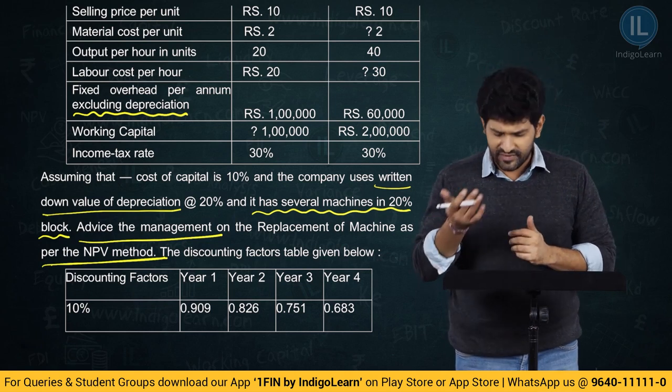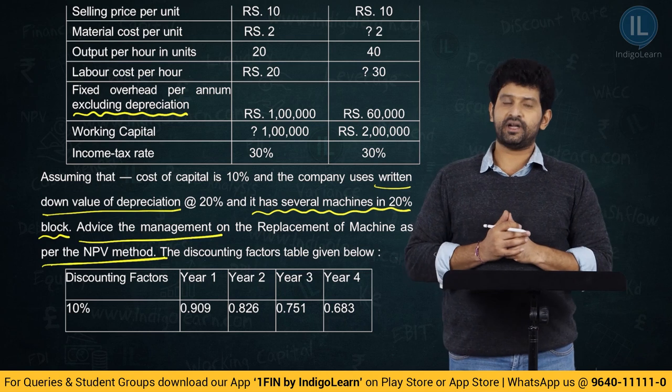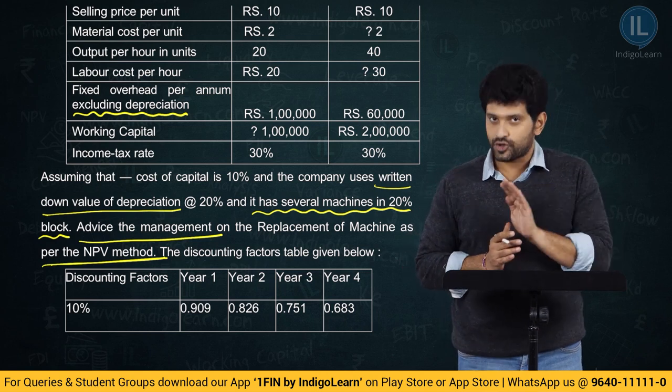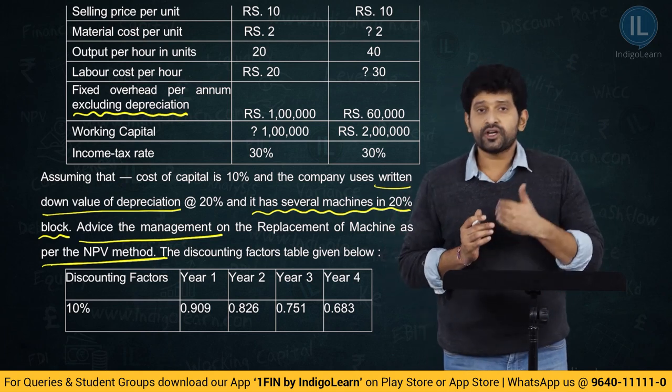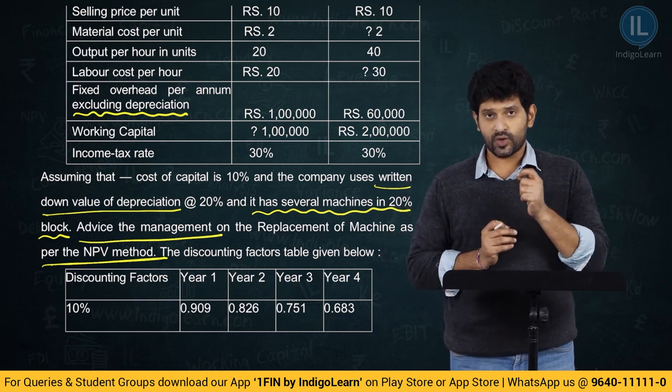If that is positive, we will say yes, the company can go ahead for replacement. If that is negative, then we will say no, the company should not go for replacement as the NPV is negative. That's all.